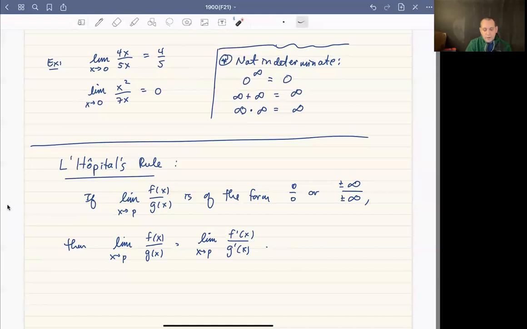L'Hopital's rule was discovered by, not L'Hopital. L'Hopital turned out to be just a rich guy who was a student of Bernoulli.